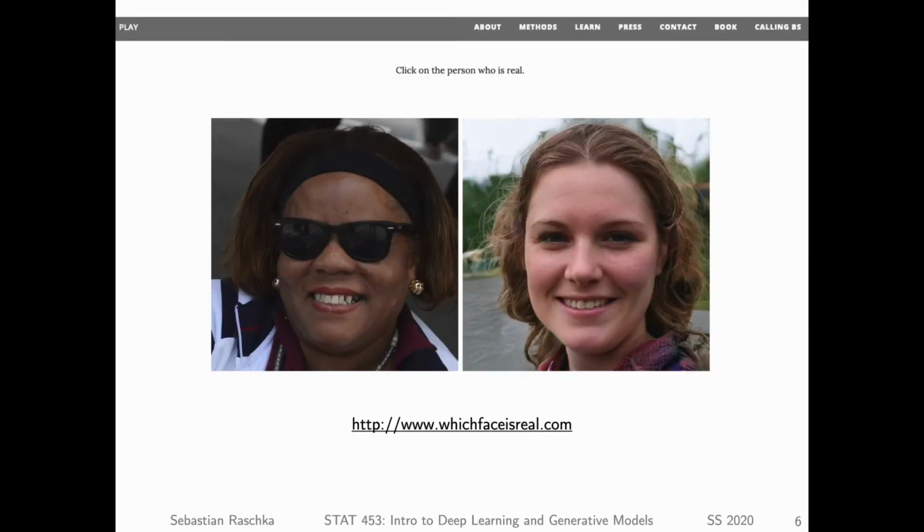Here's another website that took the idea from the previous website and turned it into a small game where the visitor of this website is asked to click on the person who is real to see whether you can guess whether the person is real or not, which is, I think, a pretty impressive application of neural networks, because I'm actually not able to tell which person here is real. I mean, the question is, can you tell?